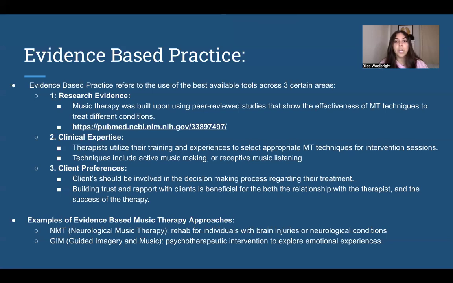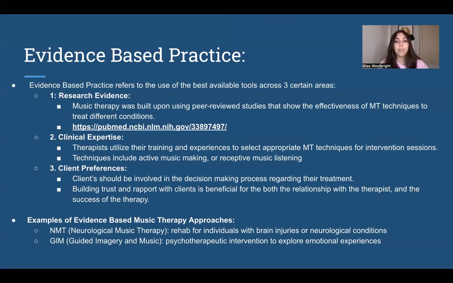Therapists use their clinical training and experience to select appropriate interventions using techniques like active music making or receptive music listening to meet client needs. Lastly, involving clients in the decision-making process is also very important because their preferences help to shape the therapy through trust and a stronger therapeutic relationship.